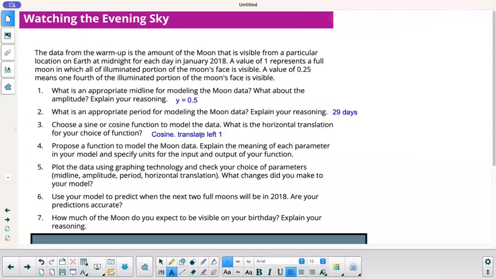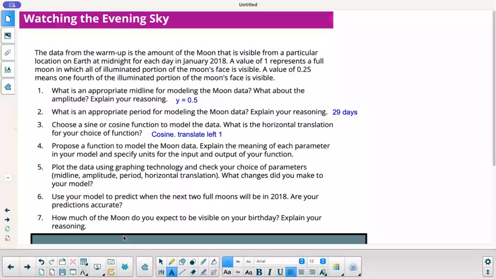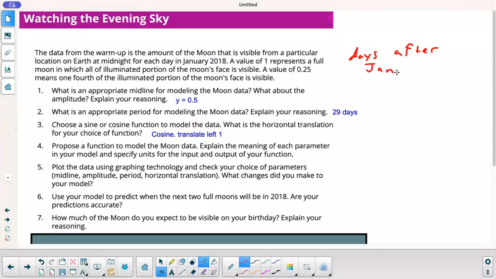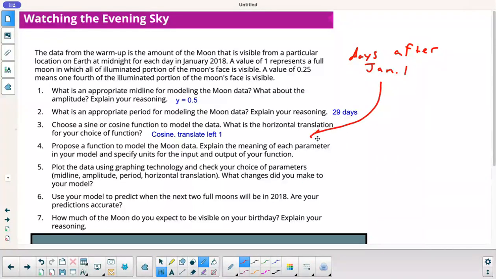Now, you might be wondering why I translated left 1 instead of left 2 to get it to 0. You could just say left, days after January 1st, because you don't have a 0 day of a month. So translate left 1, for days after January 1st. Think of it like that. At day 1, January 1st, that'd be 0 days after January 1st, because you don't have a 0 day in a month, if that makes sense.